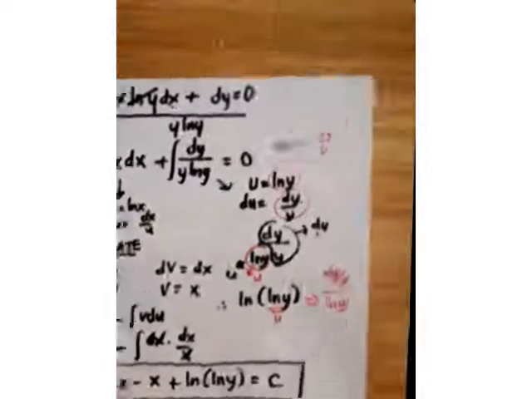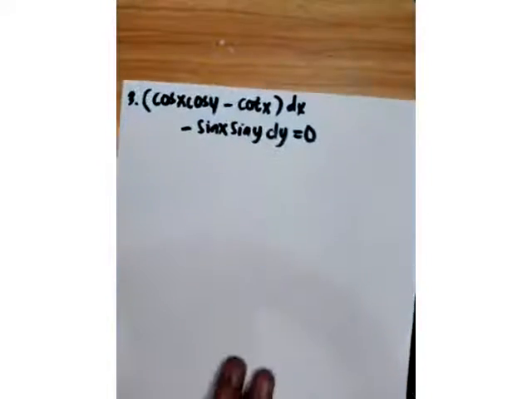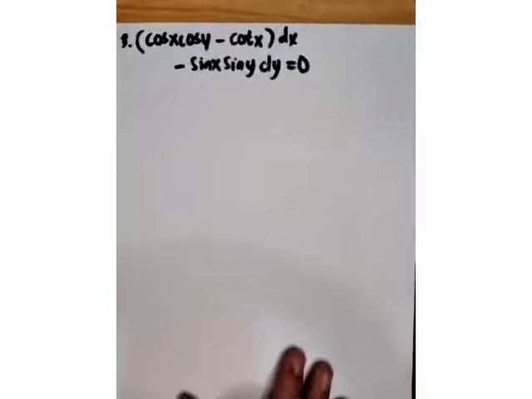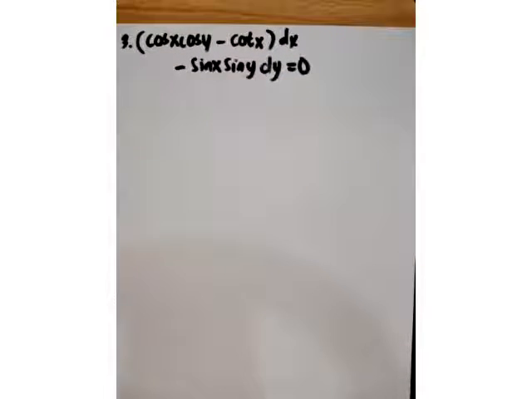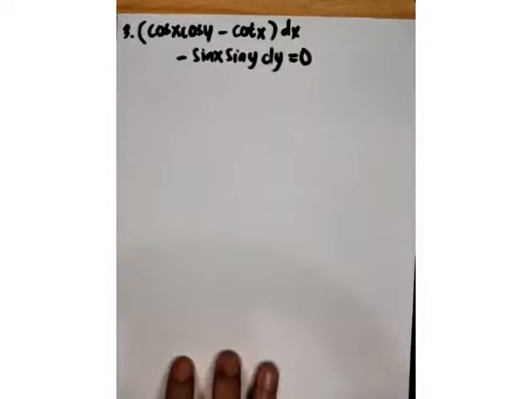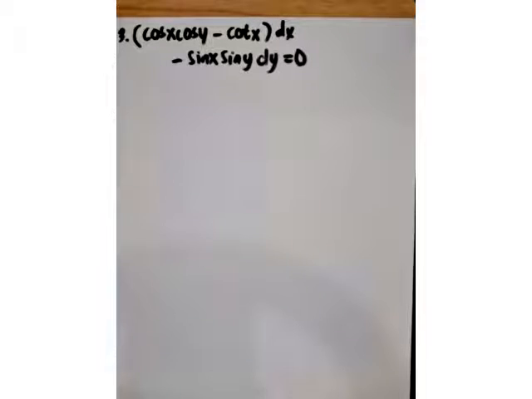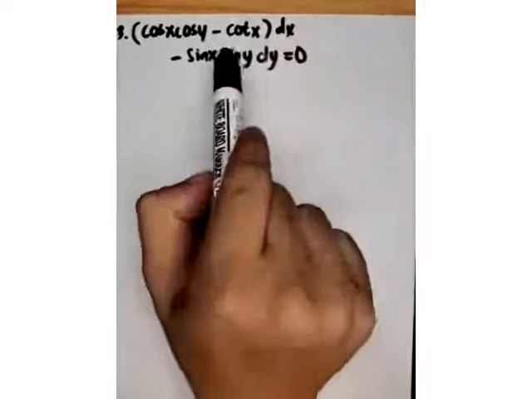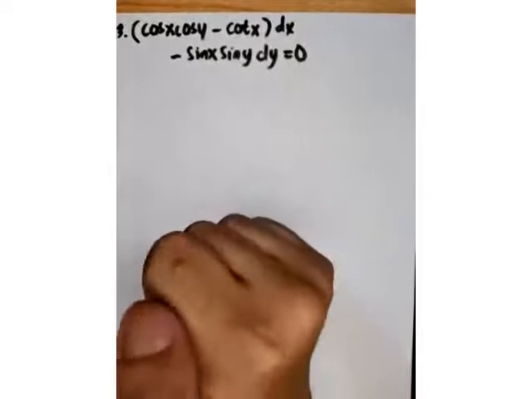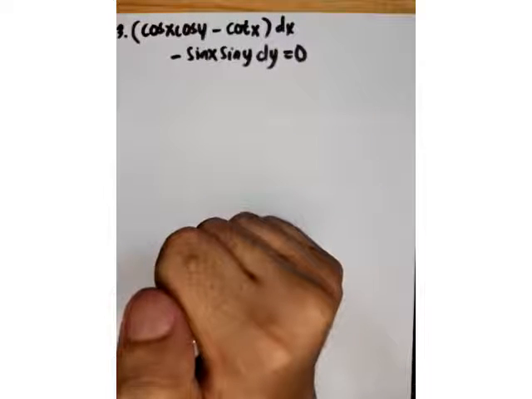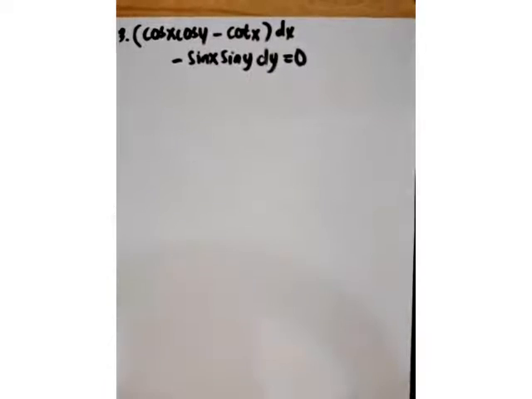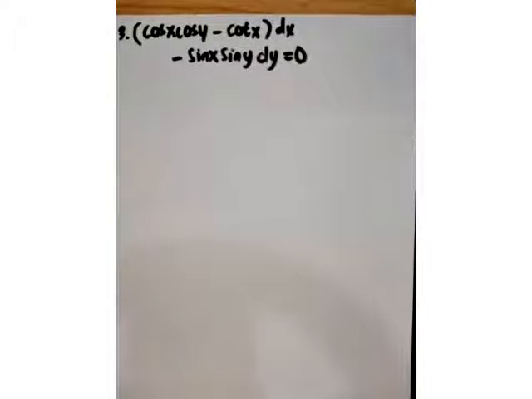Okay, so wala yung question. Let's proceed to the third one. Ayan. Okay, number 3. Cosine x, cosine y minus cotangent x dx minus sine x sine y dy is equal to 0. Ayan. Okay, can we separate all the x's and the y's? Dito po pwede, kaya lang dito parang hindi. Tama ba? Kaya ba? Cosine.